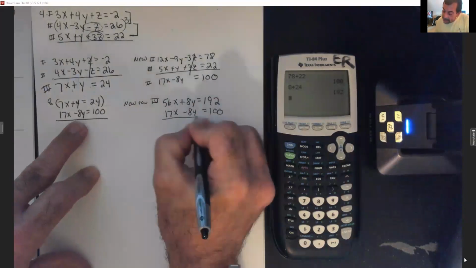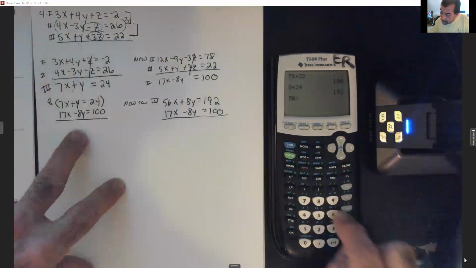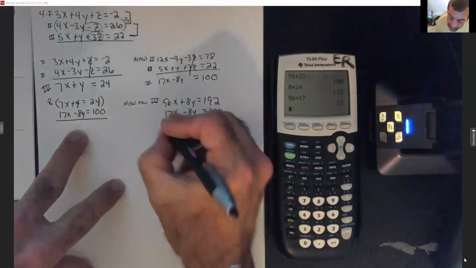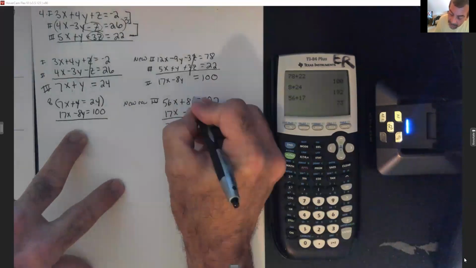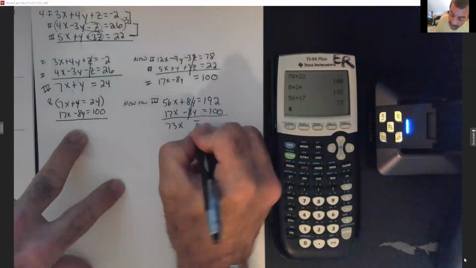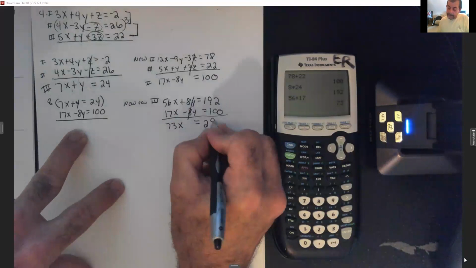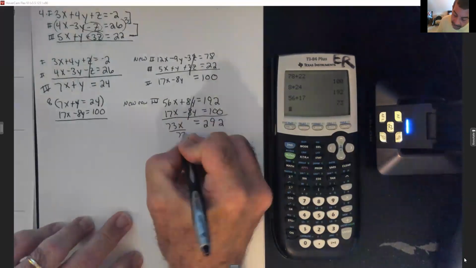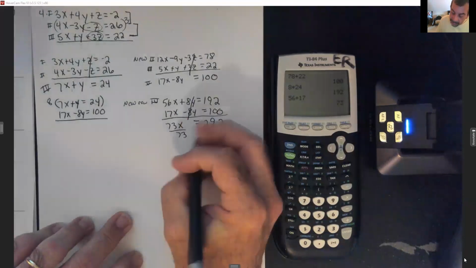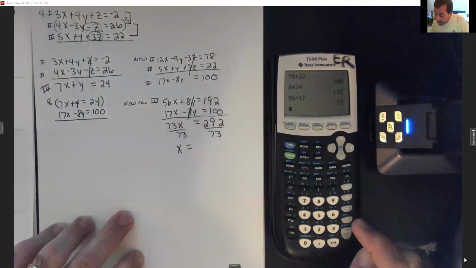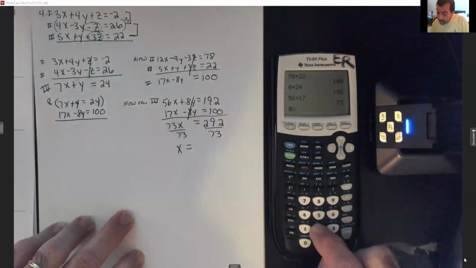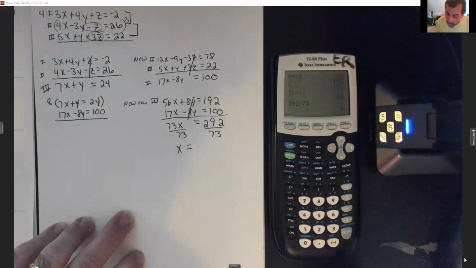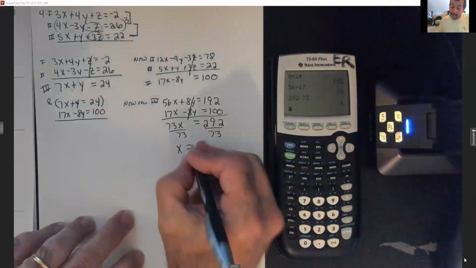So let's add these together. 56 plus 17 gives you 73 x's. The y's cancel, and then that's 292. So to finish it out, I divide both sides by 73, because now I'm down to the single x's, and 292 divided by 73 is going to give me 4. So I know x is 4.